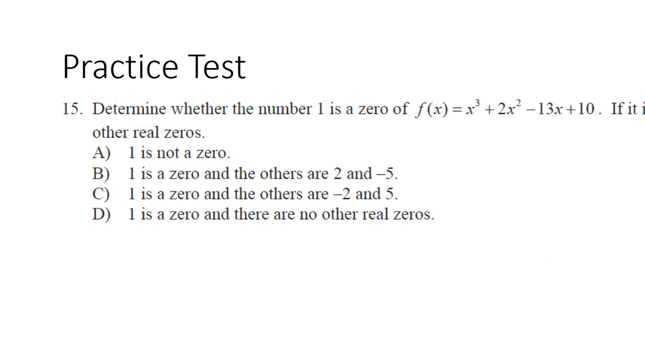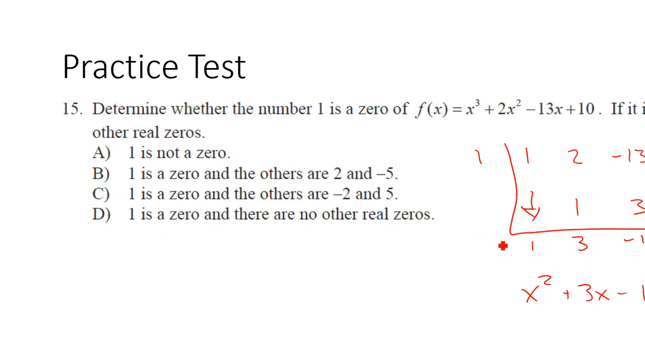All right, determine whether the number is a 0. If it is, find the other ones. Do it synthetically. 1, 2, negative 15 and 10. 1 and 1 and 3 and 3 and negative 10 and negative 10 and 0. It does work out. So then we're left with x squared plus 3x minus 10. That factors to x plus 5 and x minus 2. So your zeros are x equals 1 from here, 2 from here, and negative 5 from here.